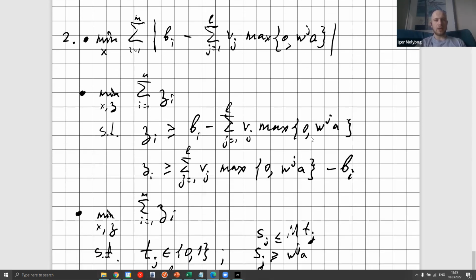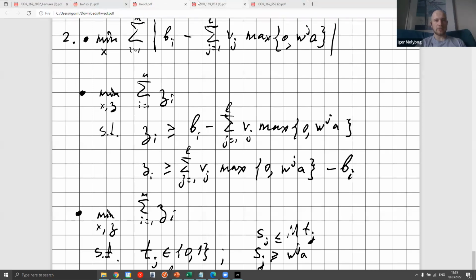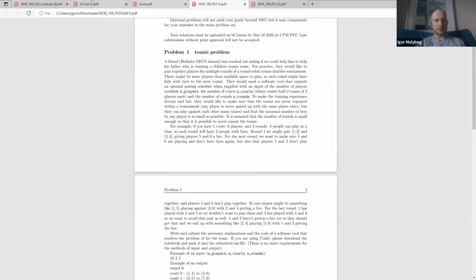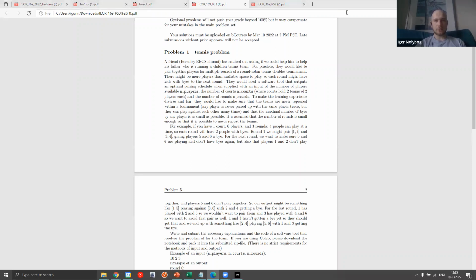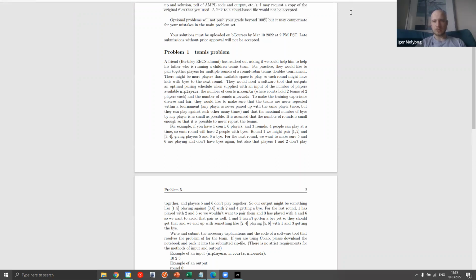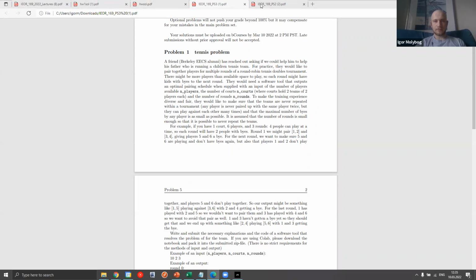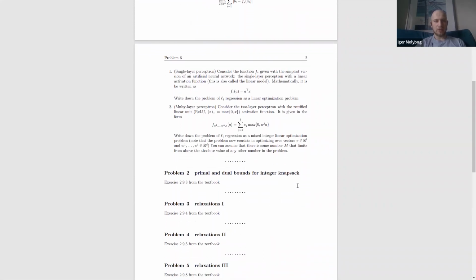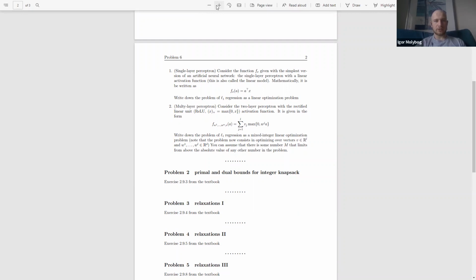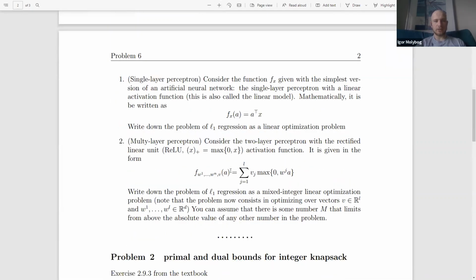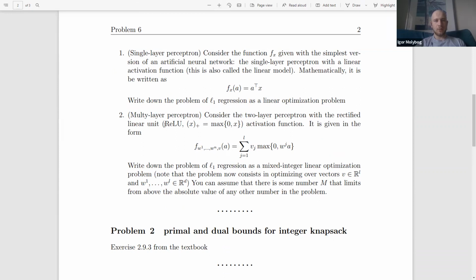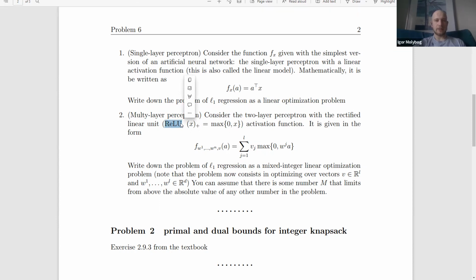Okay, so now we can discuss the second part of this question, that is asking us to... can I just hide it? The second part of this problem is asking us to consider the multi-layer perceptron, in particular the two-layer perceptron, with the rectified linear unit as an activation function.